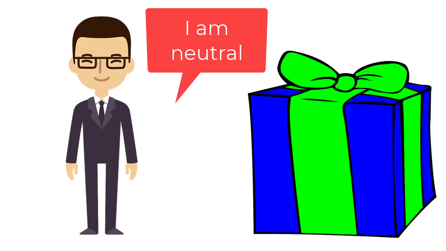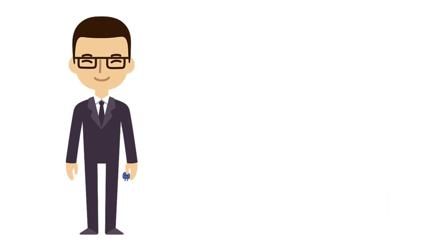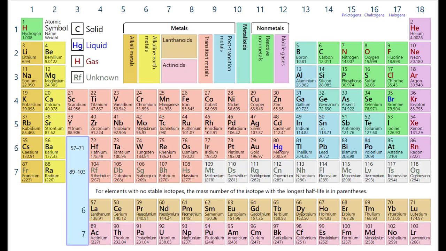Okay, so imagine you're neutral, and I'm going to give you a gift. And when you open up the box, inside there's a negative electron. I want you to think, what charge do you have now? If you started out neutral, but now you were given a negative electron, so you have an extra electron, you're going to have a -1 charge.